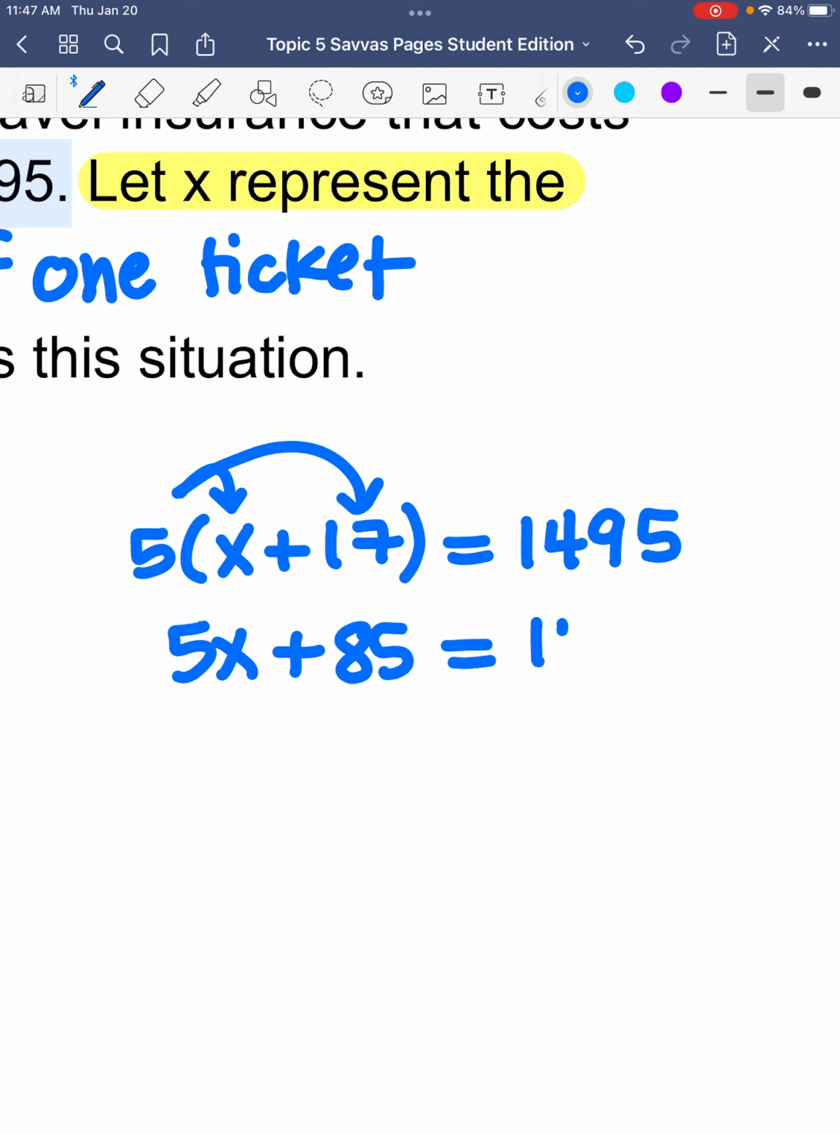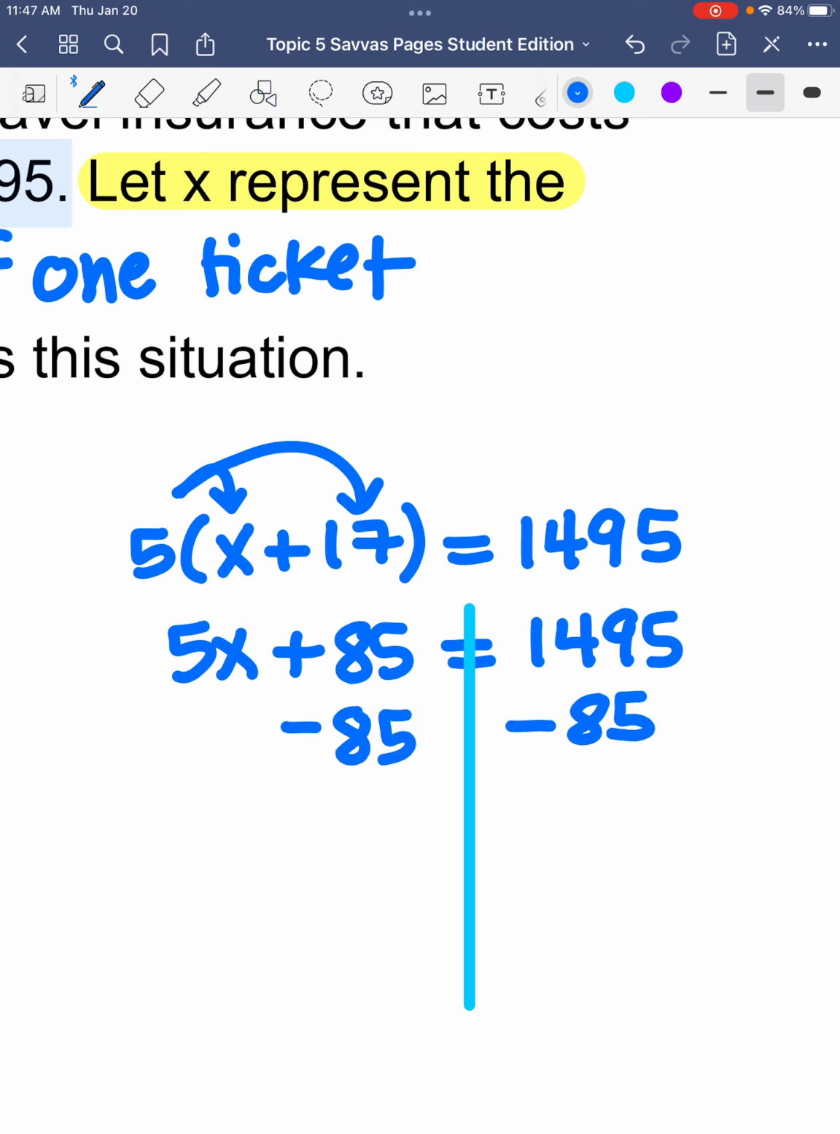And that equals 1,495. Now this should look like an equation you know how to solve. We're going to undo adding 85 by subtracting 85, and we do that on both sides. So the 85s cancel out, 5x is by itself.